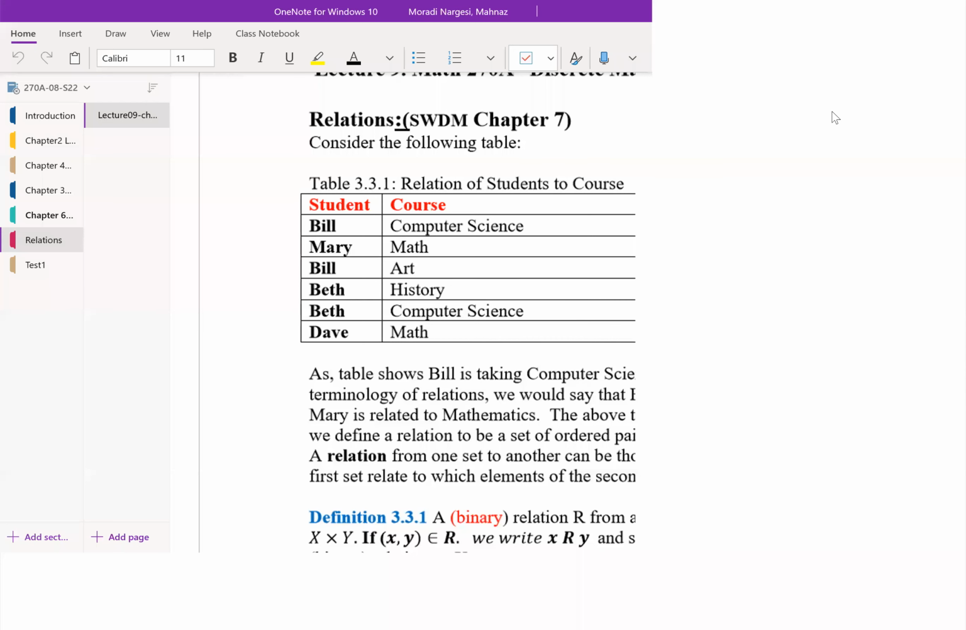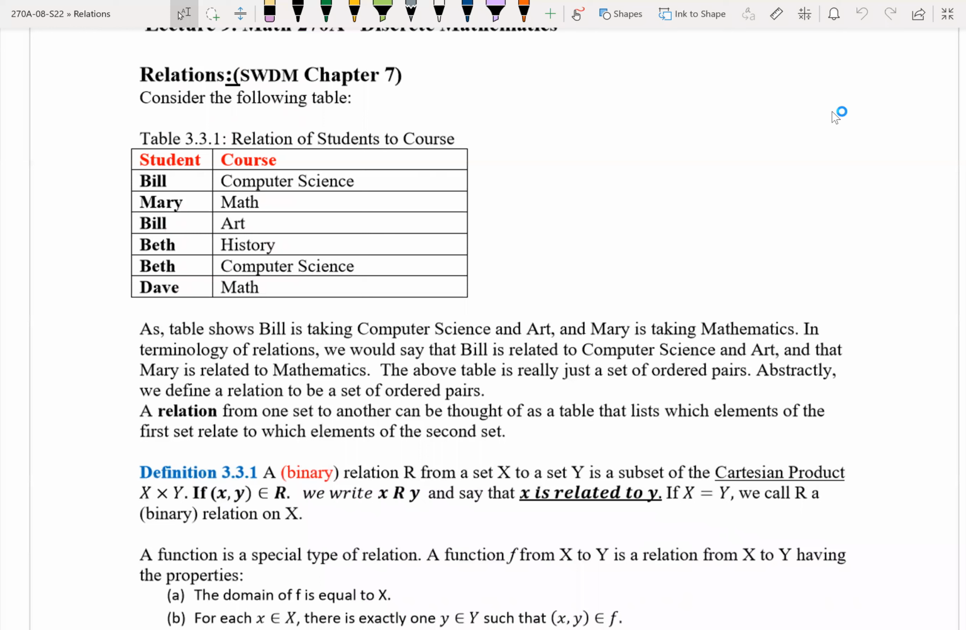Any idea what we call a relation? I'm related to you guys. How? What's the relation between us? Teacher, student, huh? You guys are related because you are both taking one course. So the relation is just getting the 270A course, or maybe you're the same major, okay? So this is what we call relation.